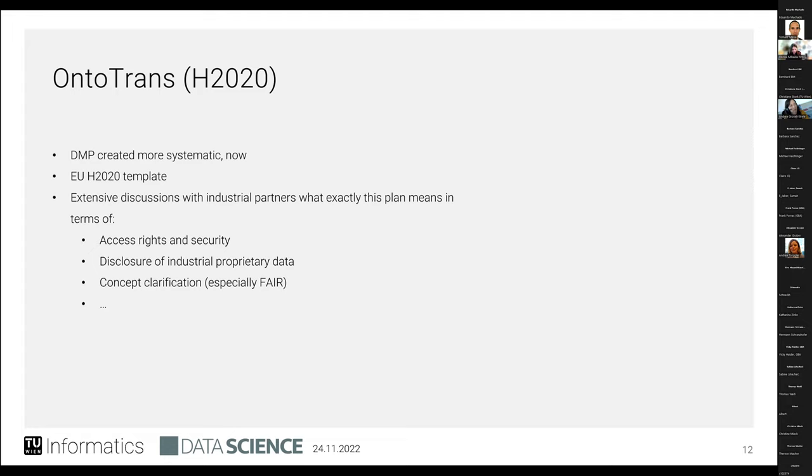So very, very intense discussions to explain to them what it is and what a data management plan would mean for them. And we had long discussions to clarify the concepts of a data management plan, especially these FAIR principles. What exactly did it mean in their context? And these are large established companies. So it's not a startup which works in some kind of a digital setting.